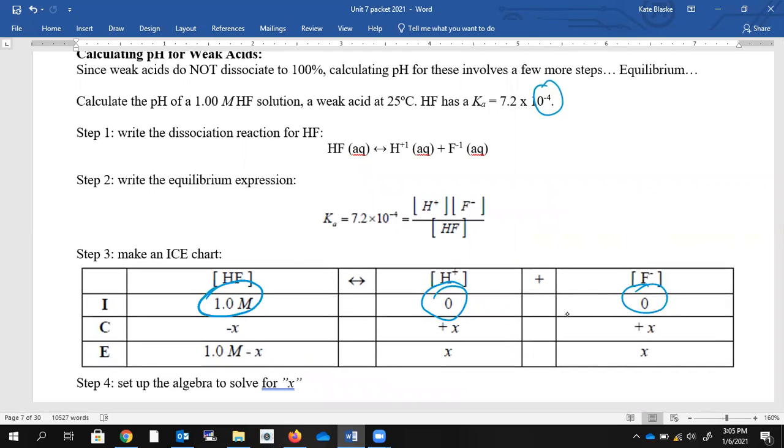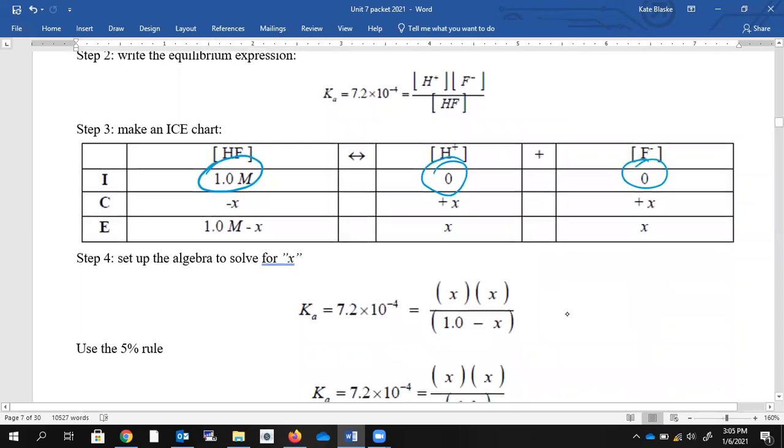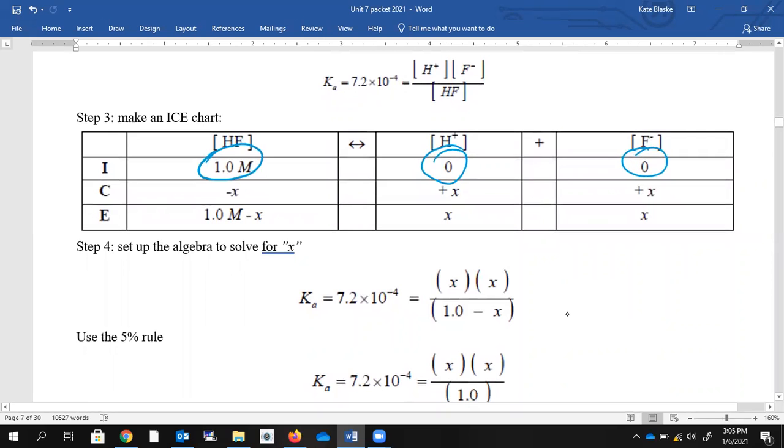Since the H plus and the F minus are zeros, they are going to have to be the plus X side. And my reactant, the HF, is going to have to be the minus X side. So once we do the math, we get an equilibrium concentration of HF as 1 minus X molar. And then the concentration of H plus and F minus are both X molar. We plug those values into our K expression. We get X squared over 1 minus X. In order to make our math a little bit easier, we can 5% rule away that X.